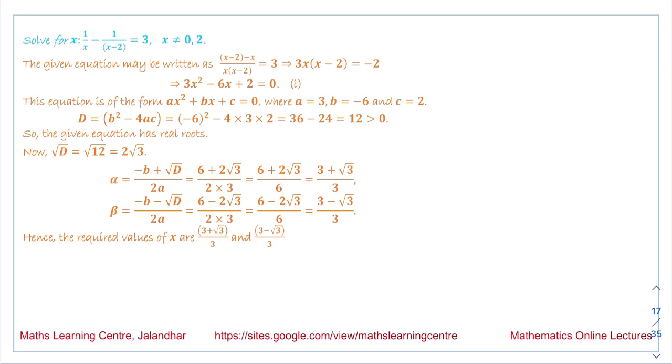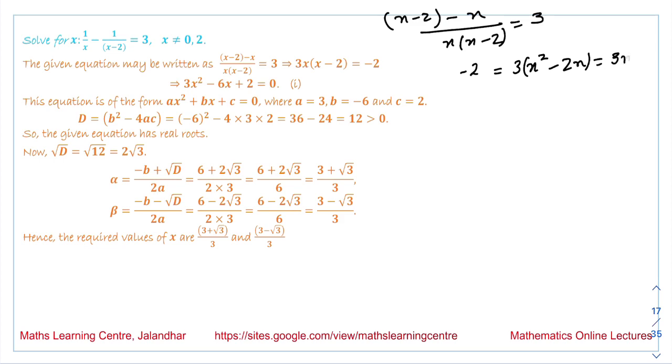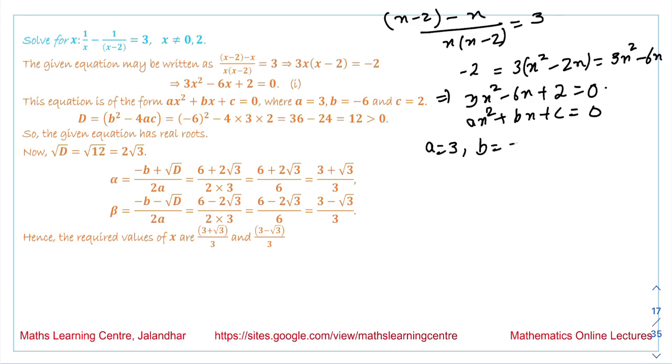So first of all we are taking the LCM over here. So we get x into x minus 2, and this term is x minus 2 minus x is equal to 3. So this becomes 3x square minus 2x, minus 2 is equal to 3x square minus 6x. So the quadratic equation we have is 3x square minus 6x plus 2 is equal to 0. Comparing it with ax square plus bx plus c equal to 0, we get a is equal to 3, b is equal to minus 6 and c is equal to 2.